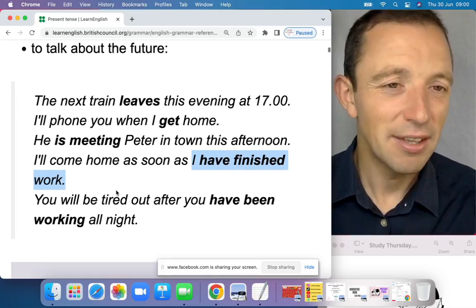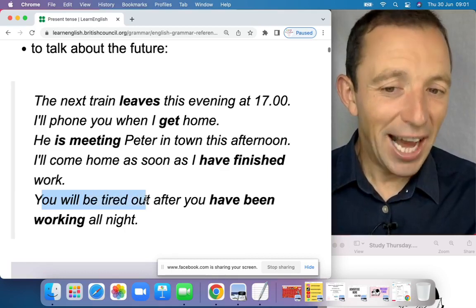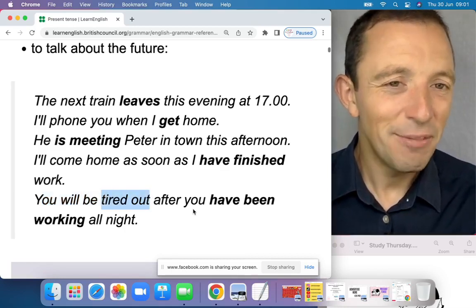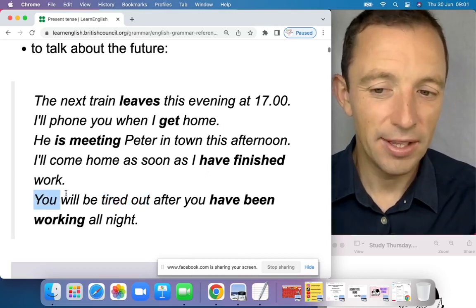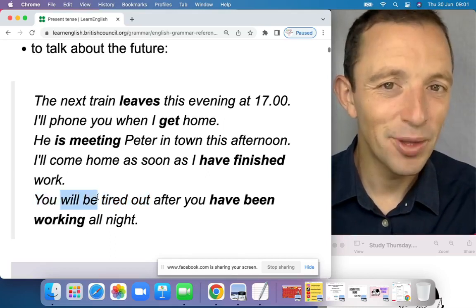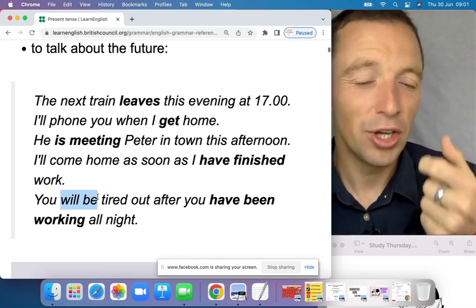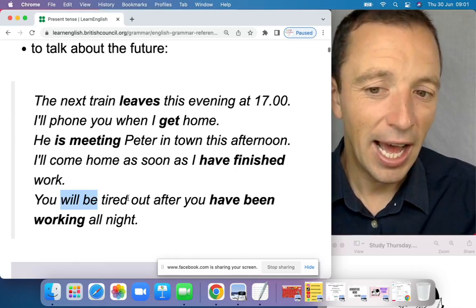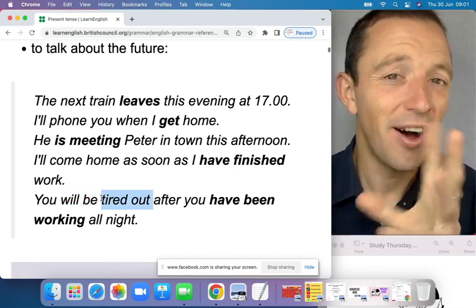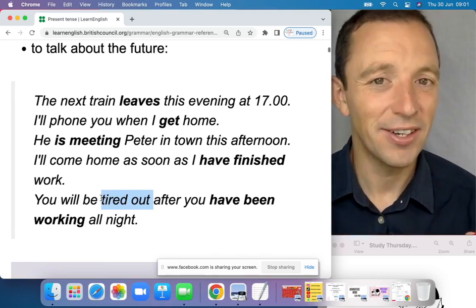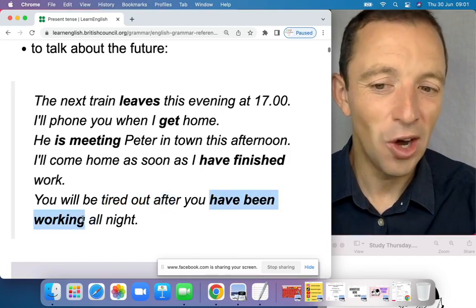Interesting. The next final example: you will be tired out after you have been working all night. So subject you, the verb is to be with the modal will. That's the general way to express the future. You will be. Adjective, tired. This is a phrasal verb. Tired out means completely tired. After you have been working all night.